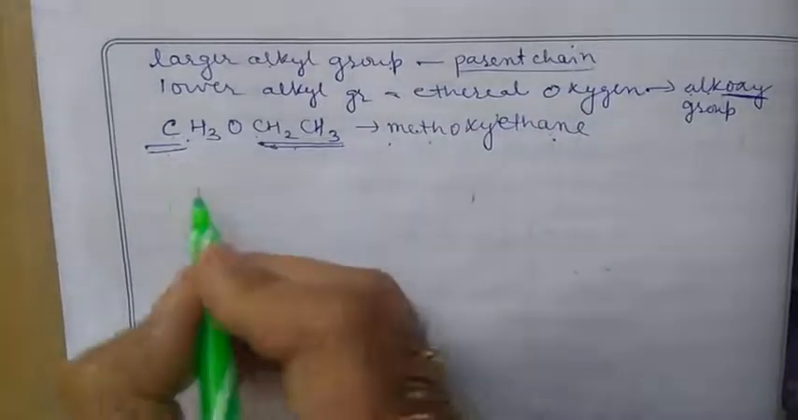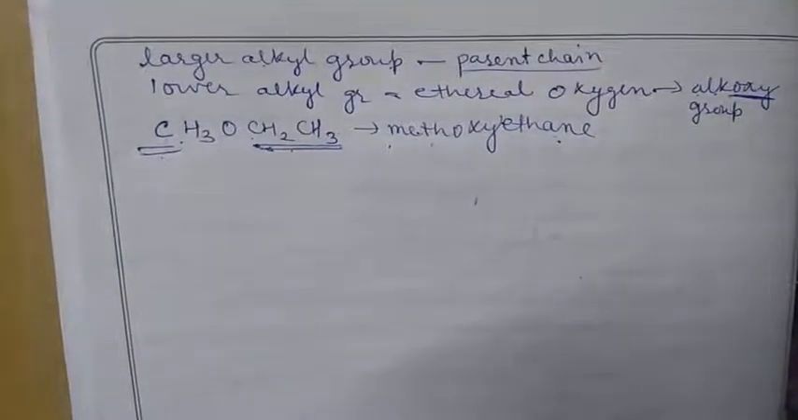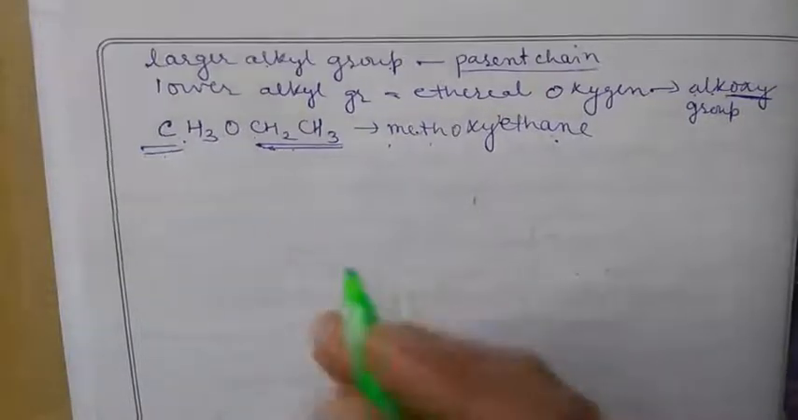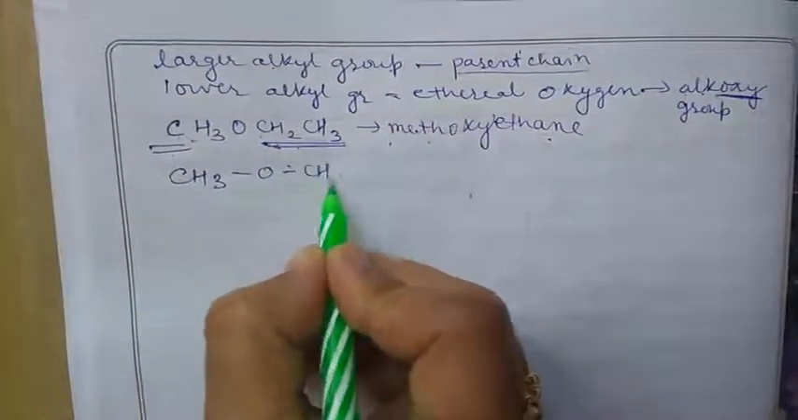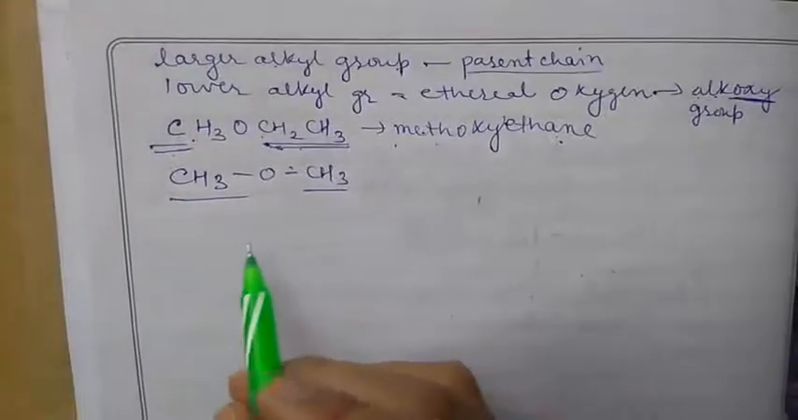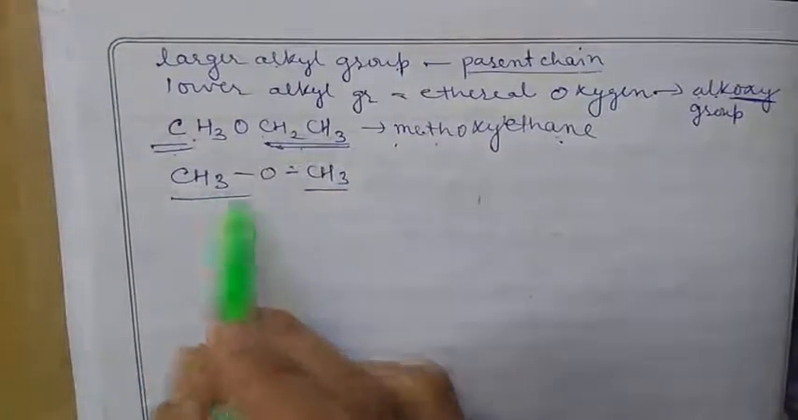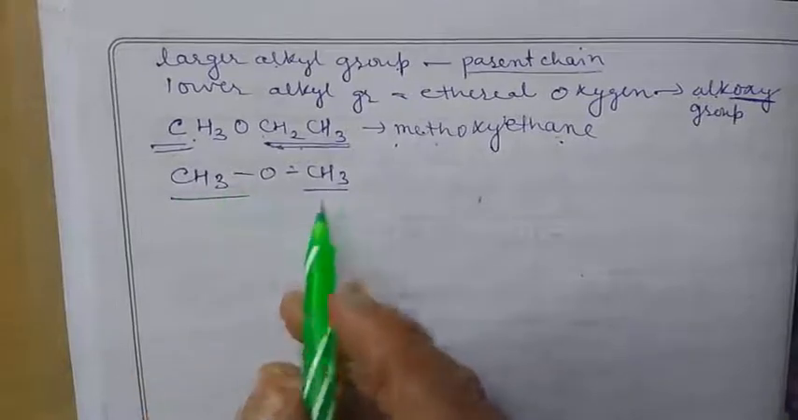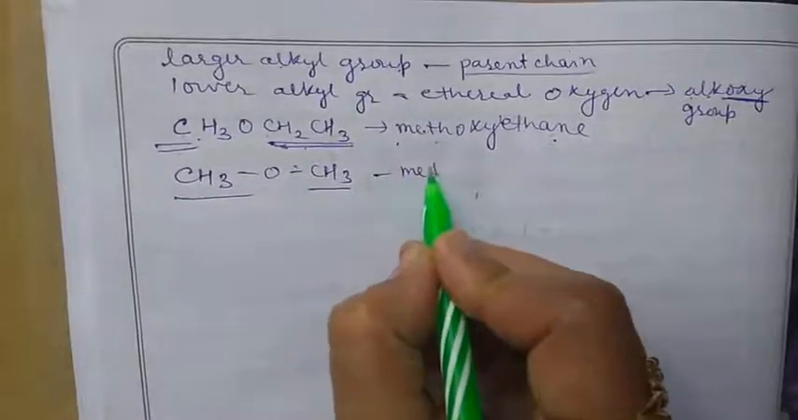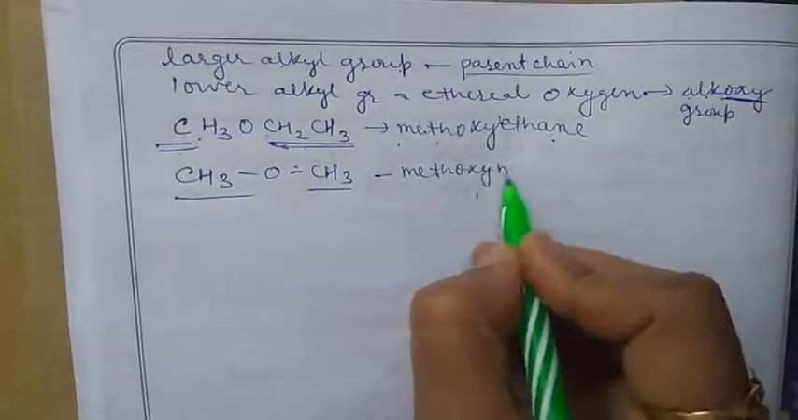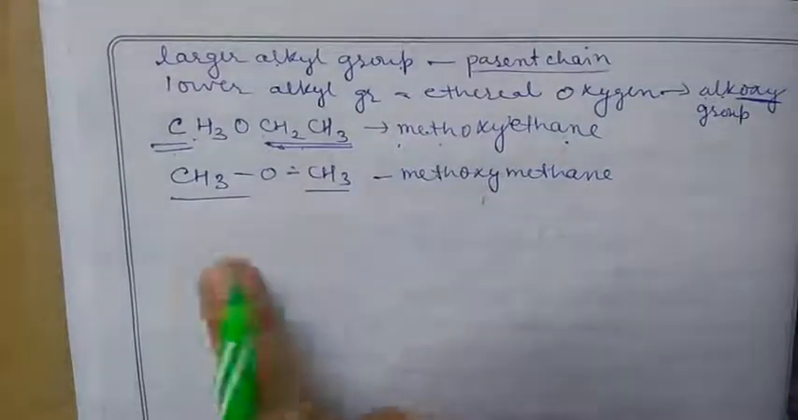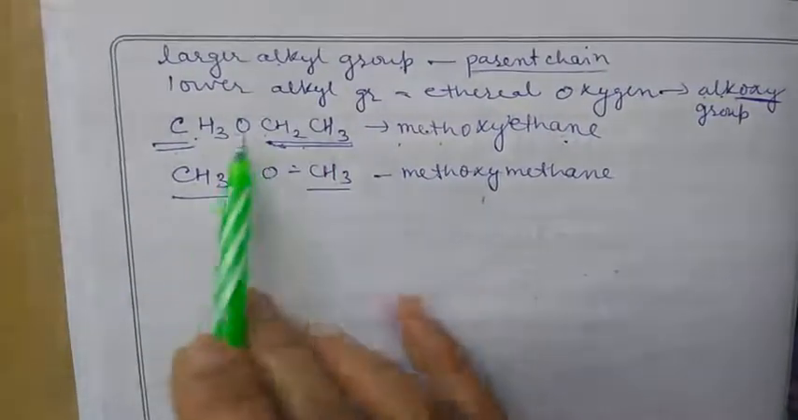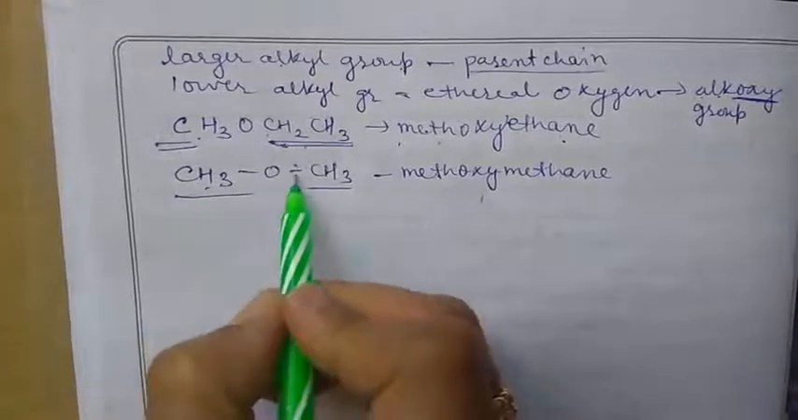Okay. Now, for example, what happens if we have CH3OCH3? If the condition is like this, that on both sides of the oxygen two same groups are present, it is considered as methoxy methane. This is considered as methoxy methane, because on both sides of the oxygen atom the same group is present, so it is a methoxy methane.